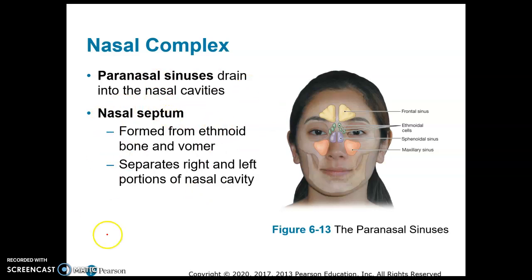I've been trying to talk about all the different sinuses, and this is actually an illustration that shows you where all of the sinuses are. We have sinuses in the frontal bone, sinuses in the maxillary bone called the maxillary sinuses, and then we have the sphenoid sinuses, the sphenoidal sinuses. And they're all together called the paranasal sinuses. They drain into the nasal cavities.